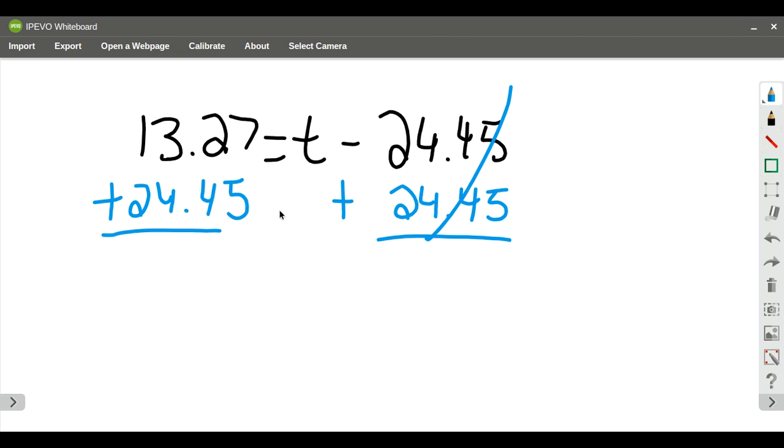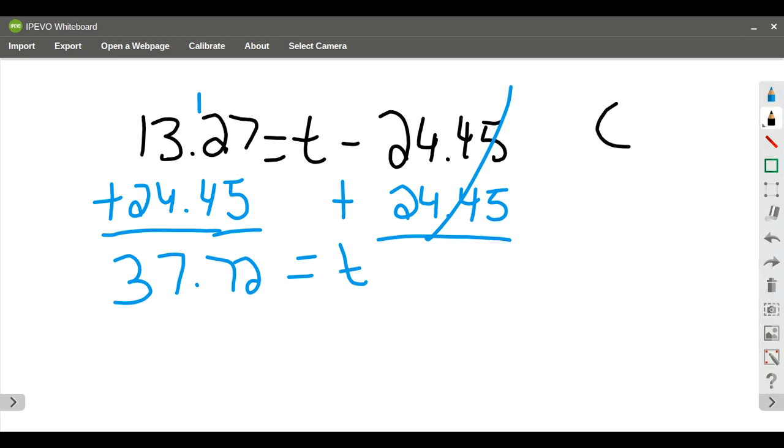So I'm going to add over here, and I'm just going to bring down equals t. So 5 plus 7 equals 12. I regroup the 1. 1, 2, and 4 equals 7. Bring down my decimal. 3 and 4 equal 7. 1 and 2 equal 3. So my answer is 37.72 equals t.